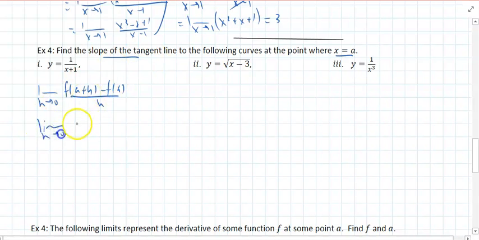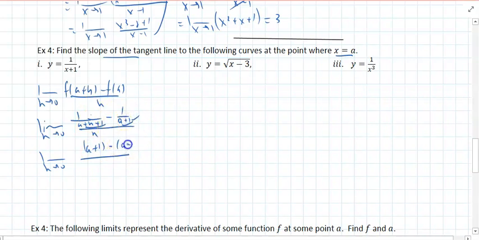Slope of the tangent, derivative, velocity, it's the same. Limit as h approaches 0 of 1 over a plus h plus 1 minus 1 over a plus 1, all over h. LCD is a plus 1 times a plus 1 plus h. So this is missing an a plus 1. This is missing an a plus h plus 1. And this is missing the whole thing.